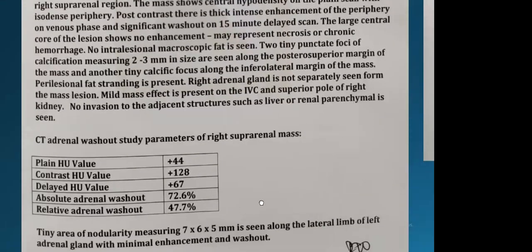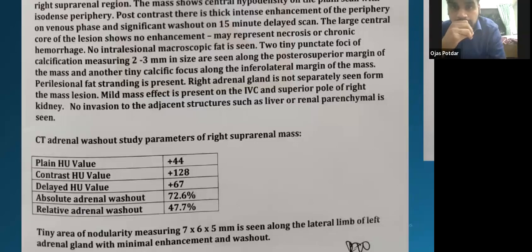44. Okay, absolute washout is contrast minus plain. That is 128 minus 44, around 84 upon 60.